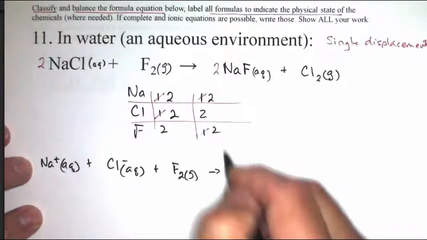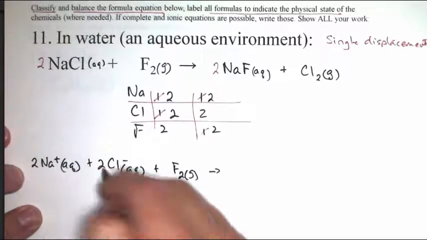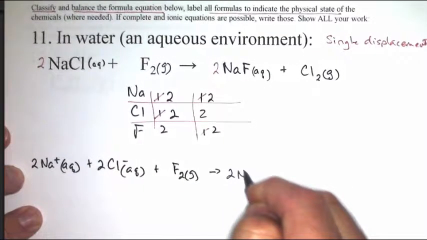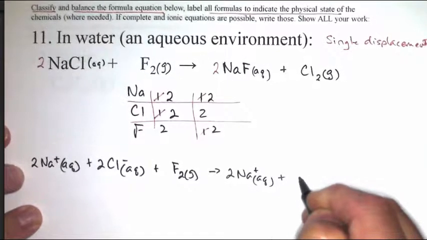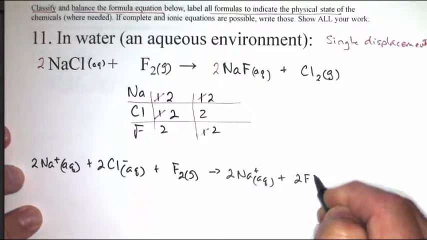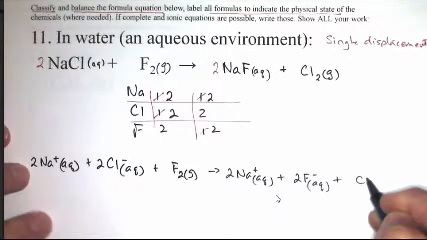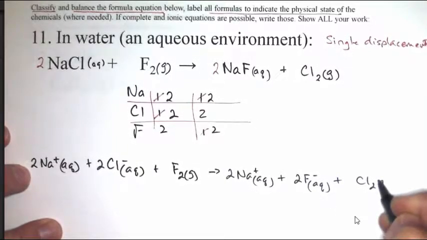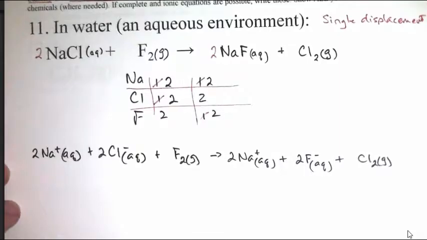Over here, we're going to have 2 sodiums. Well, I should have written 2 sodiums and 2 chlorines. 2 sodiums. In this case, 2 fluorine or fluoride ions. And a chlorine molecule, and that's the complete ionic equation.